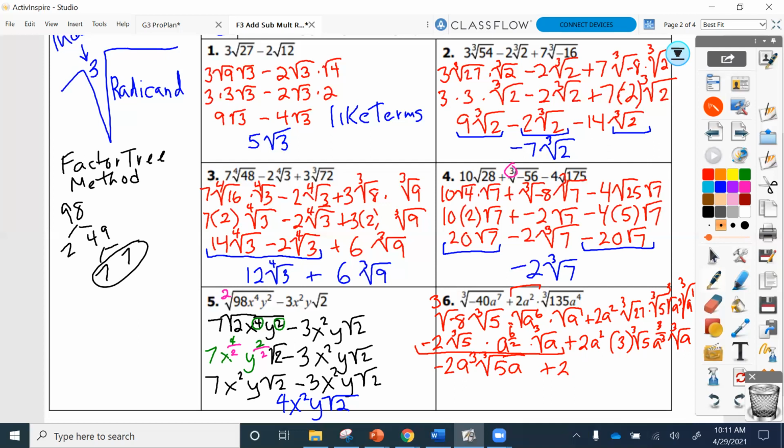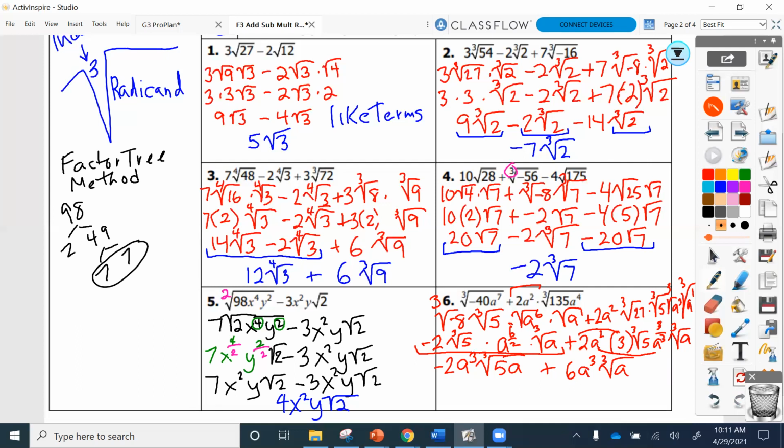Actually, let's do that math. 2 times 3 will give you 6a squared. And then there's another a coming out, so that would be a cubed. So we've got 2 times 3, and a squared times a to the 1st is a cubed. And then we're left with 1 cube root of a.